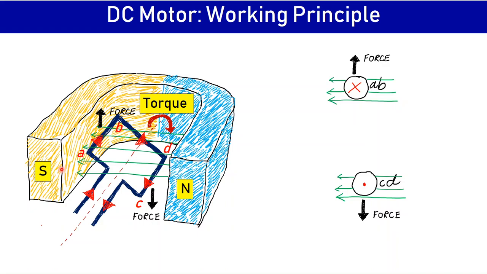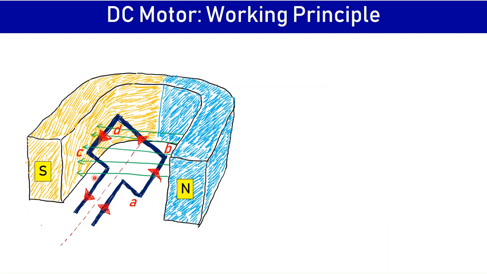In this case, this conductor AB is under the south pole, whereas the conductor CD is under the north pole. Once this coil rotates, we see that the conductor AB will come under the north pole, whereas the conductor CD comes under the south pole. So let us determine the directions of forces in these two conductors in this condition.